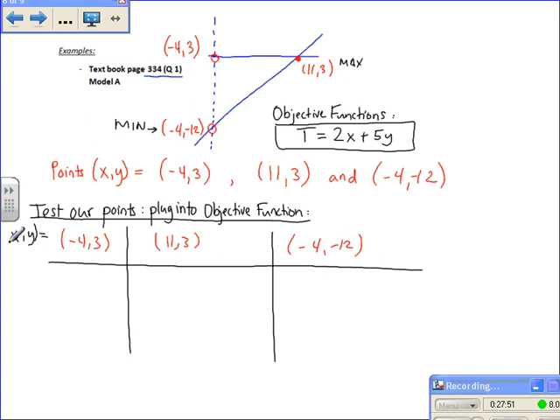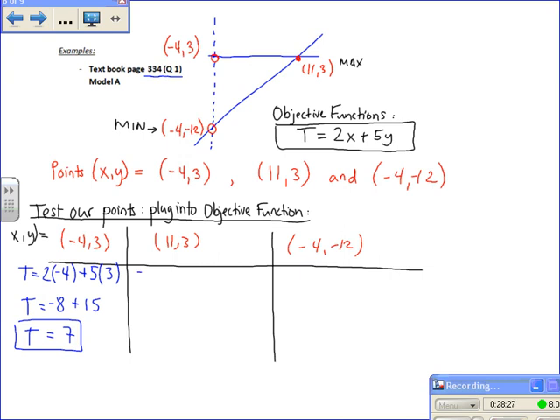So t is equal to 2x plus 5y. So 2 times -4 instead of x. I'm just going to plug in the values of x and y into my equation, plus 5y, and this time instead of y I'll put the 3 because there's my y value. Okay, so we get t is equal to 2 times -4 is -8 plus 15, 5 times 3. So t is equal to -8 plus 15, which is the same as 15 minus 8, and my answer is 7. Okay, so t is equal to 7. That will be my value of t for this first point.